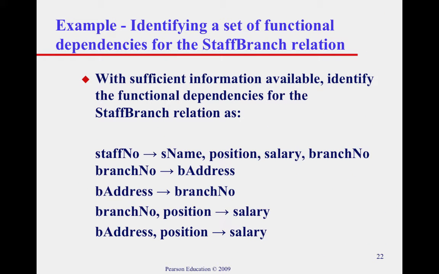Once you came up with this, that must also be the case. So if the branch number and the position uniquely identify the salary, then the branch address and the position must also uniquely identify the salary. So any questions about that?